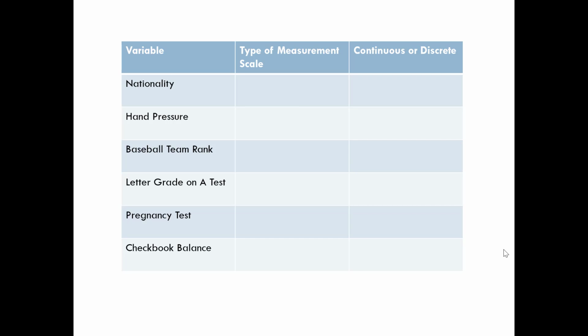Next, I want you to determine if each one is discrete or continuous. Can it be placed into set categories and only consist of whole numbers, or is it on a sliding scale that can be broken down into decimals? Pause the video now and try to work through these examples.